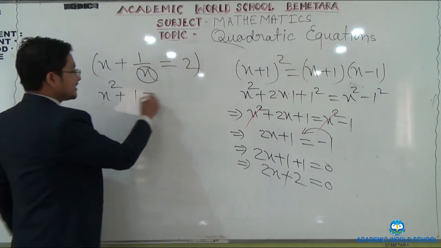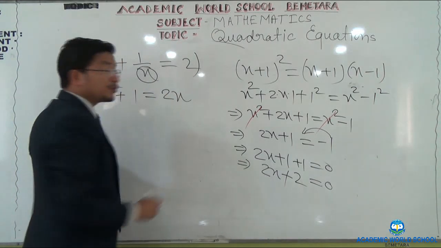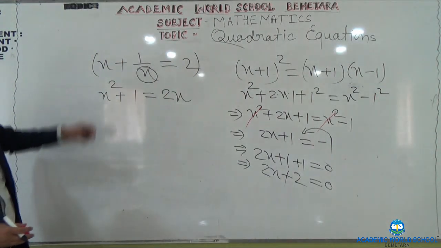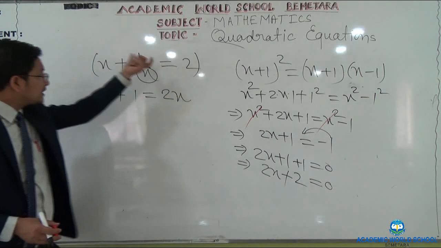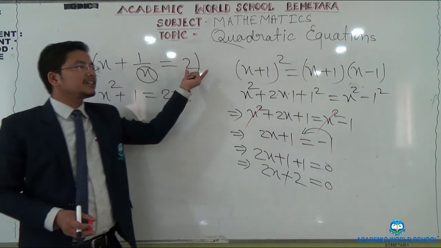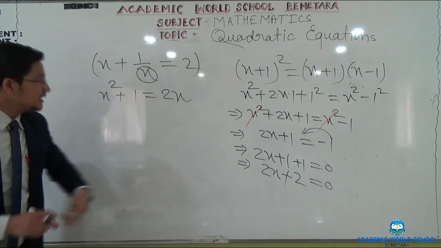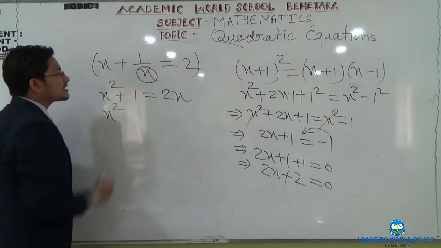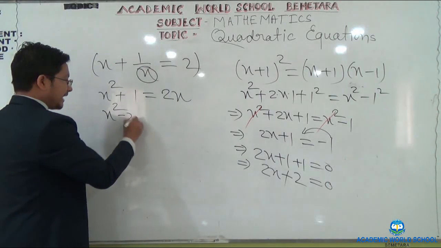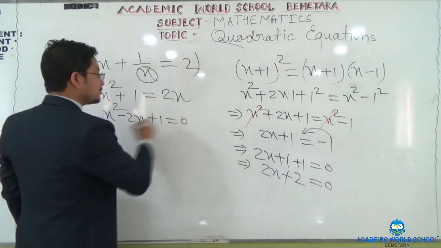And then we have to do justice to both sides. If I am multiplying this side by x, of course I should multiply this side also. So I have multiplied both sides by x. Therefore this is x square minus 2x plus 1 is equal to 0.